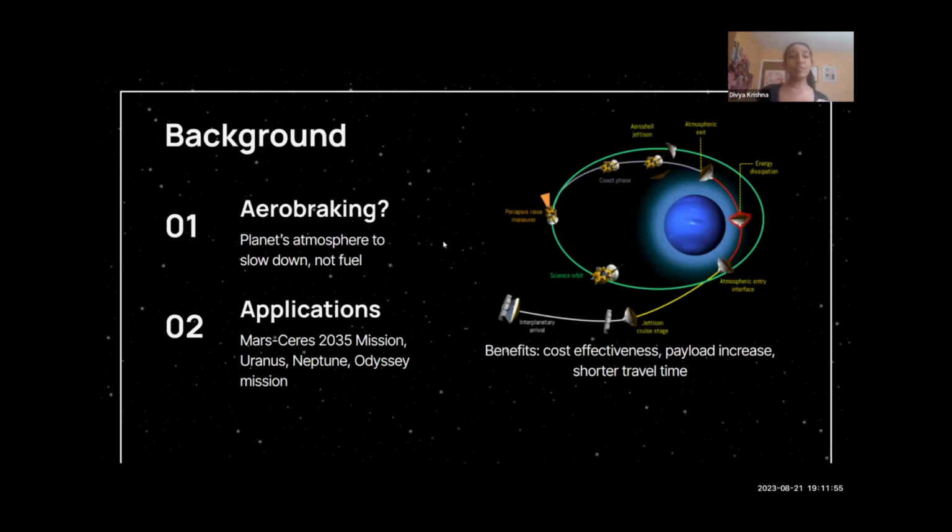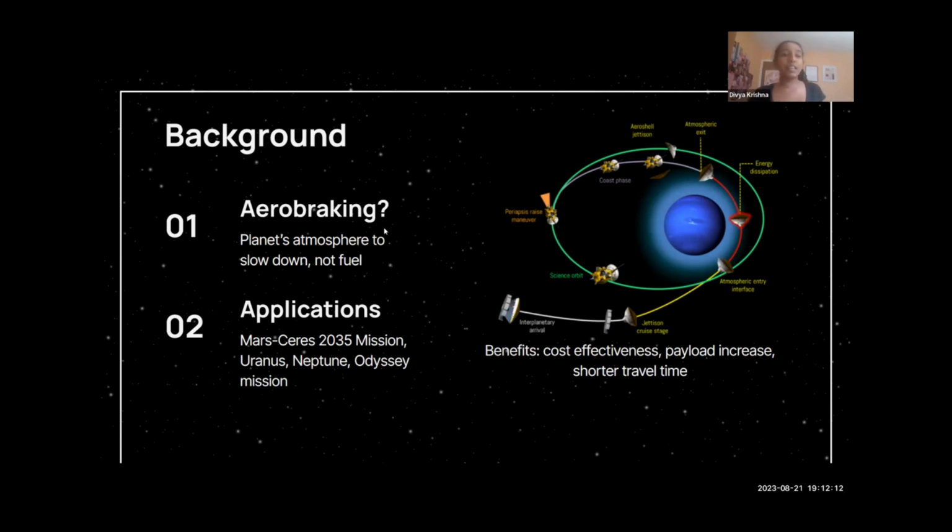But if we break down the word really quickly, we can think of aero as talking about the air or the atmosphere, and braking just like how we brake in a car. So a spacecraft uses both of those words, I guess, in one: aerobraking.